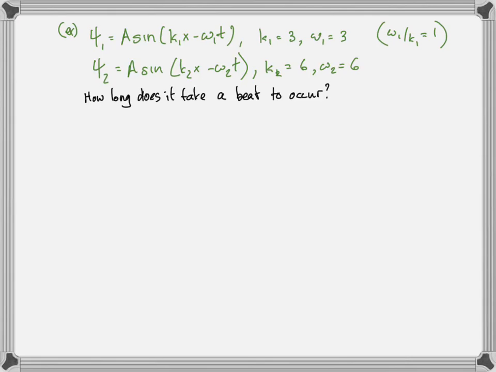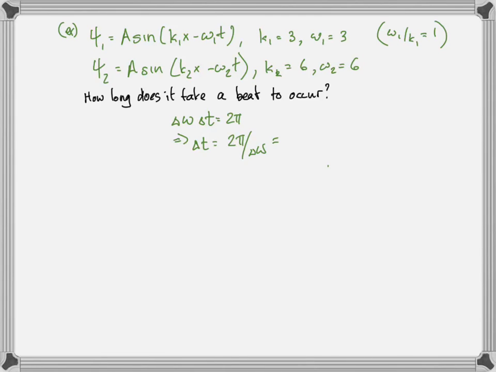So how long does it take a beat to occur? All I'm asking really here is how localized is the wave packet. When you sum these two, how localized is the wave packet? That's what we're really asking. And so it really is just a plug-in to delta omega delta t equals 2 pi, and how long it takes is how localized it is in time. Delta t equals 2 pi over delta omega.